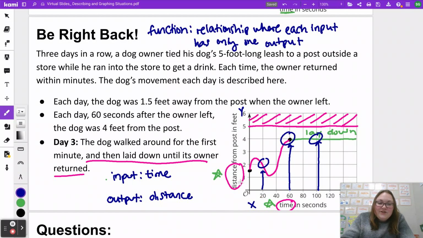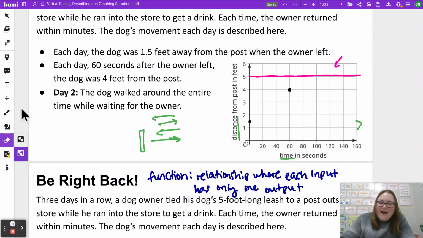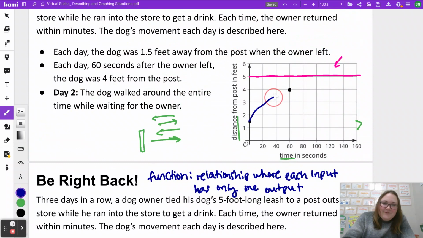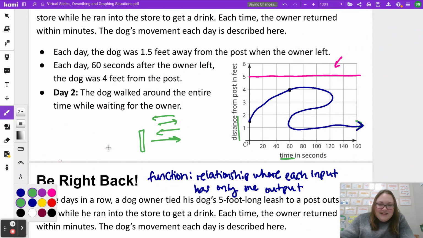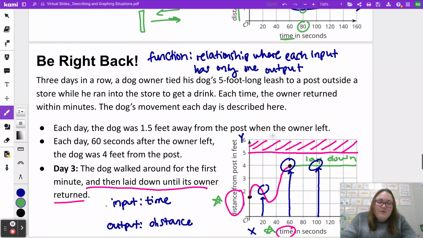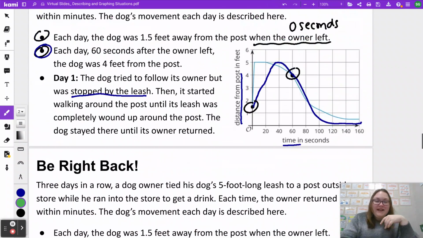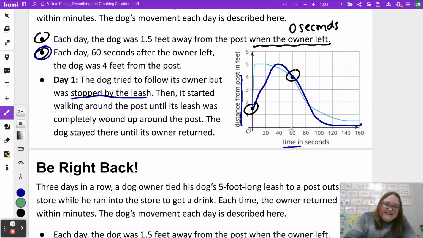That definition of function also helps explain what we said earlier about how your line can't go backwards. If my line went backwards, if I did something like this, that wouldn't be a function anymore because one input would have 1, 2, 3 different outputs there, and that's not a function. Each input has to only have one output. So all of these days we looked at, day 1, day 2, day 3, they are all functions because each input has only one output.